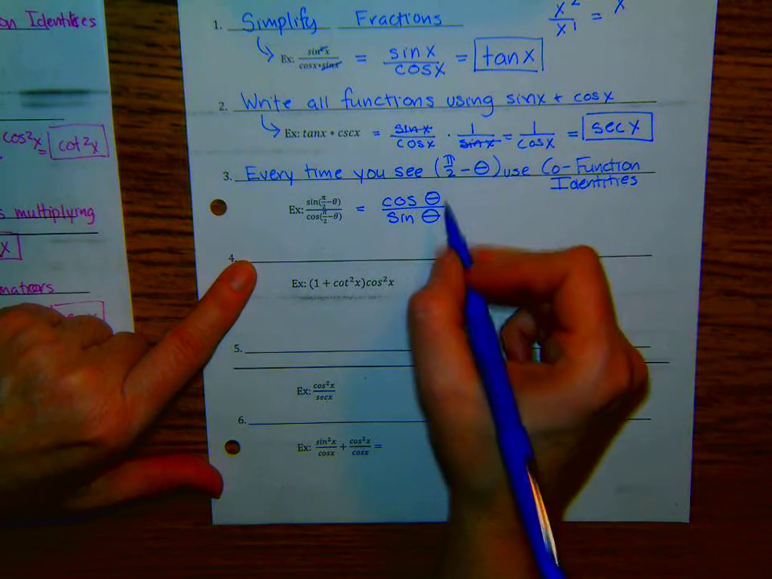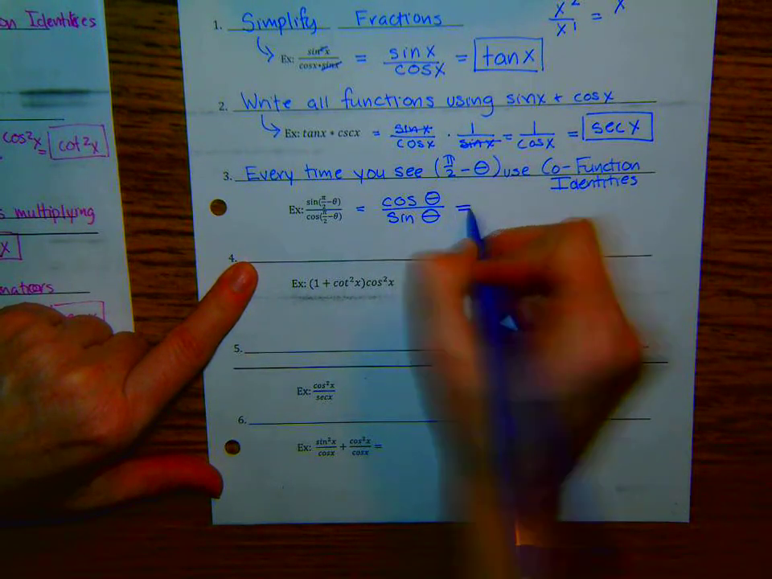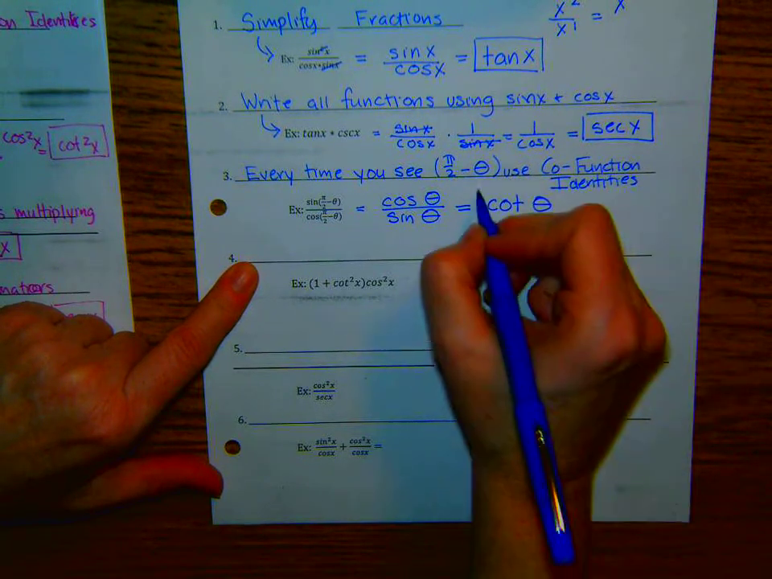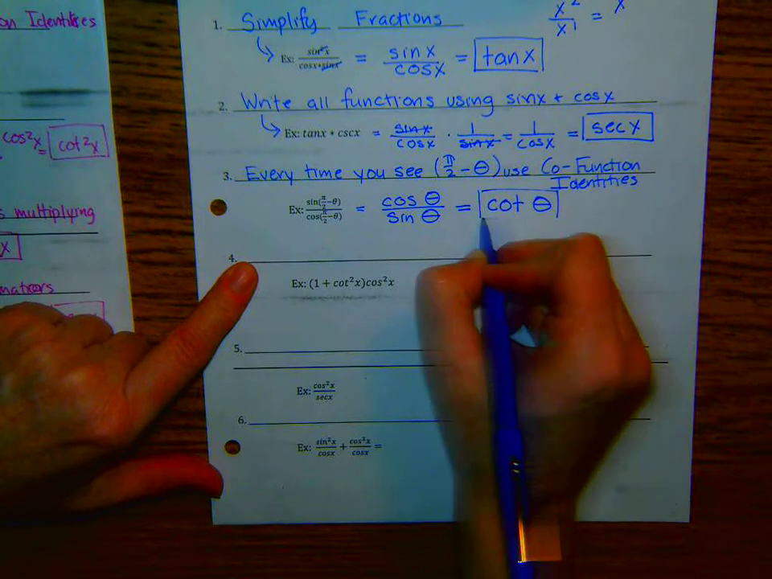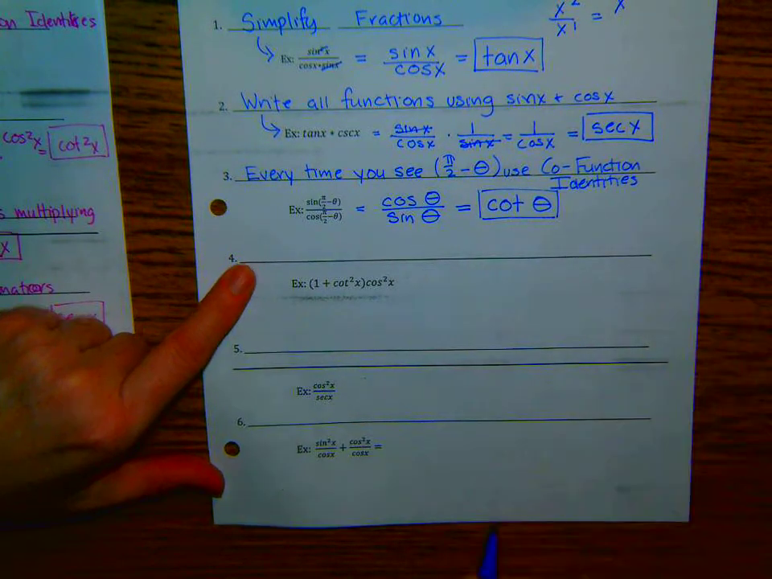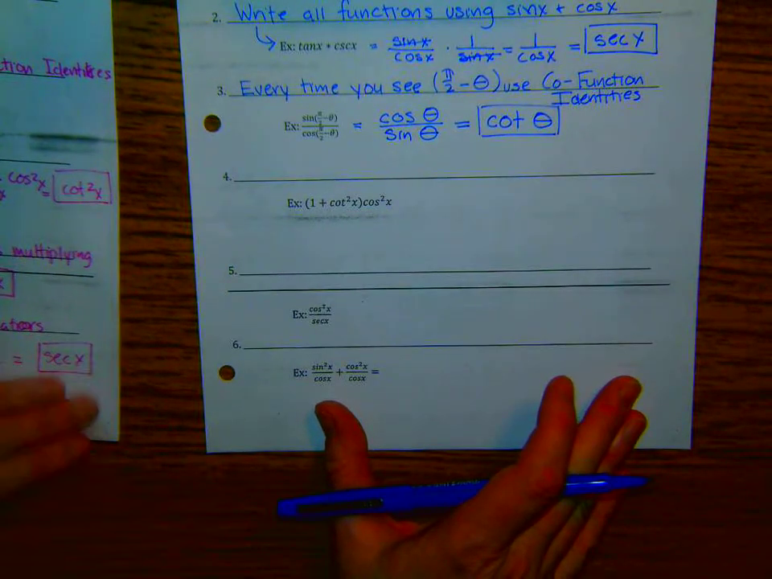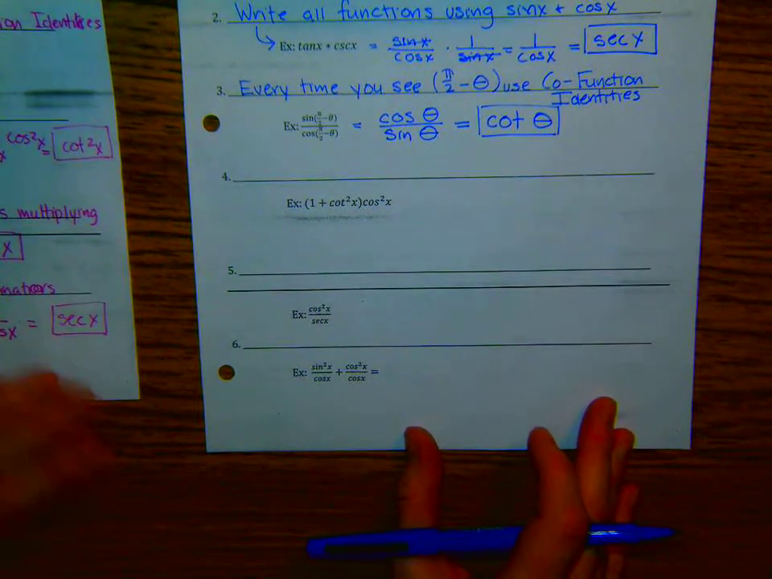And what is cosine of theta over sine of theta? Well, that is simply the cotangent of theta. We can simplify that once more. So, we have simplified. All right, looking for number 4. We are simplifying. Number 4.